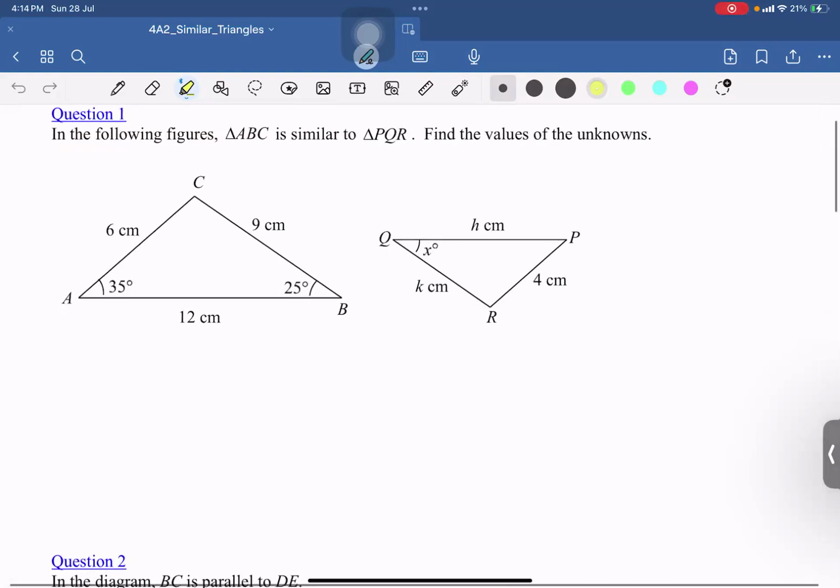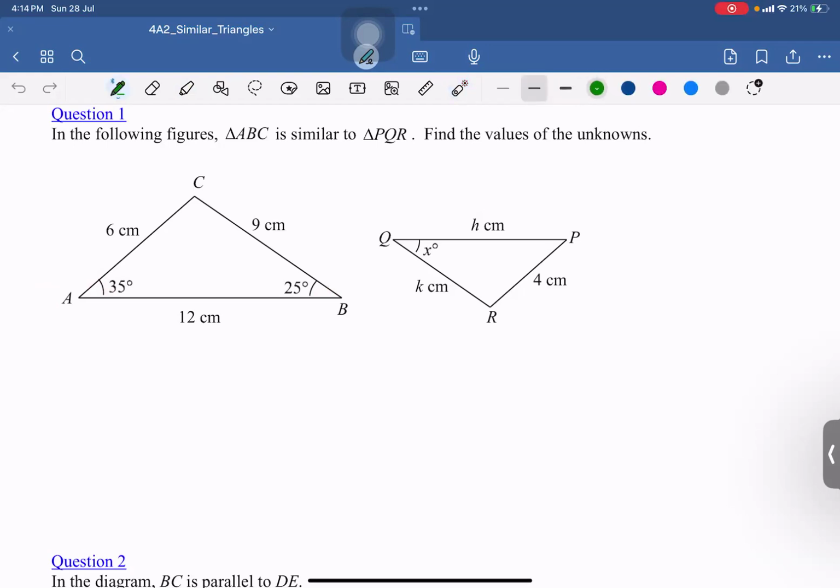In the following figures, triangle ABC is similar to triangle PQR. Now, this is already given. When you have a pair of triangles that are similar, they usually have two properties. Number one, the ratio of the matching sides are the same. Number two, all the different angles will have the same matching, corresponding angle.